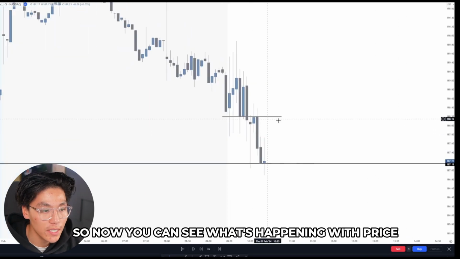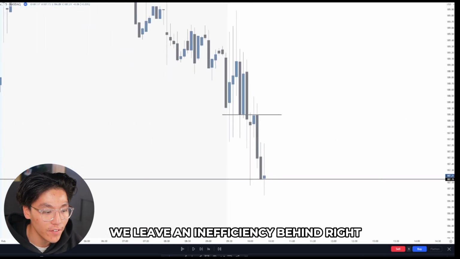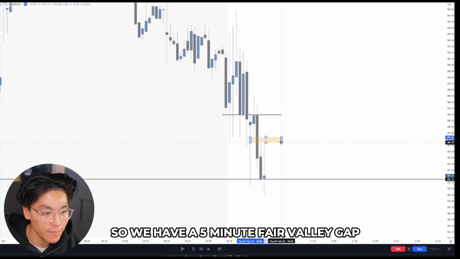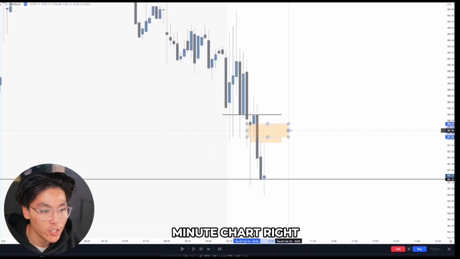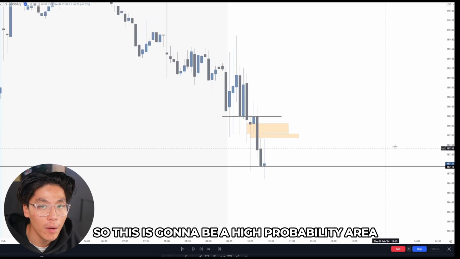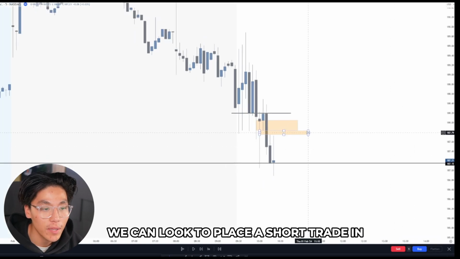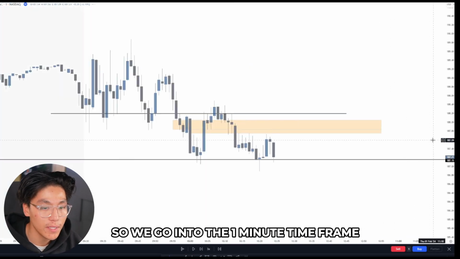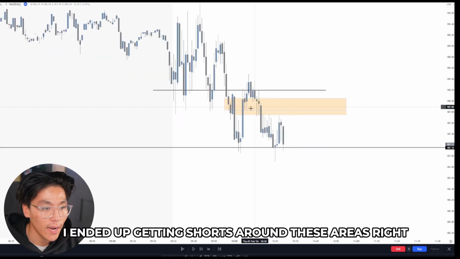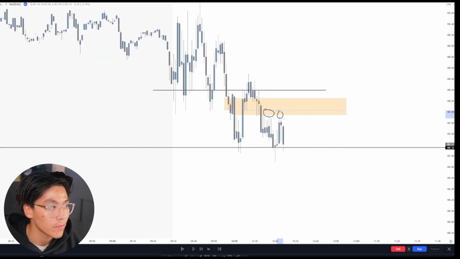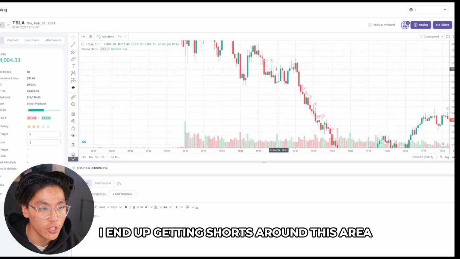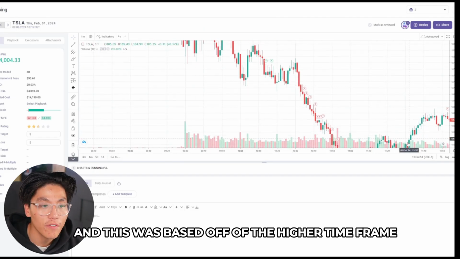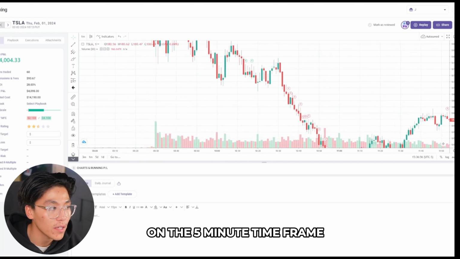So now you can see what's happening with price. We leave an inefficiency behind, right? So we have a 5-minute fair value gap, and we also have this order block level on the 5-minute chart, right? So this is going to be a high probability area we can look to place a short trade in. So we go into the 1-minute time frame. As you can see here, I ended up getting shorts around these areas, right? If you go on to the executions, I ended up getting shorts around this area, and this was based off of the higher time frame order block on the 5-minute time frame.